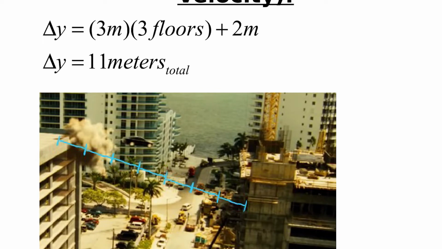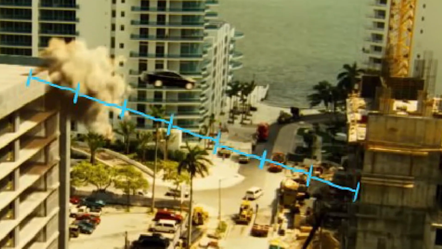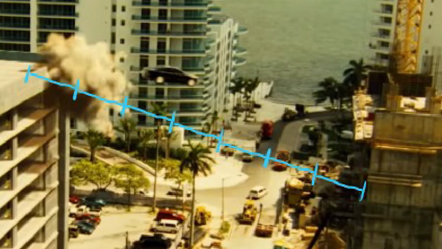From there, we can estimate that the height of each parking lot is 3 meters high. We multiply that by 3 floors, giving us a height of 9 meters. However, we also have to factor in an additional 2 meters, because the roof that the car flies off of is higher than the roof of the second building it lands on, thus giving us a total height of 11 meters. Next, we can get the diagonal distance traveled by the car.